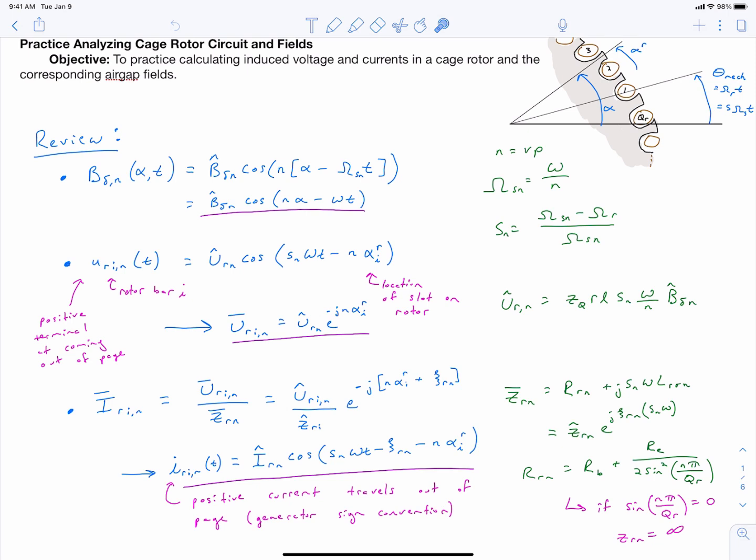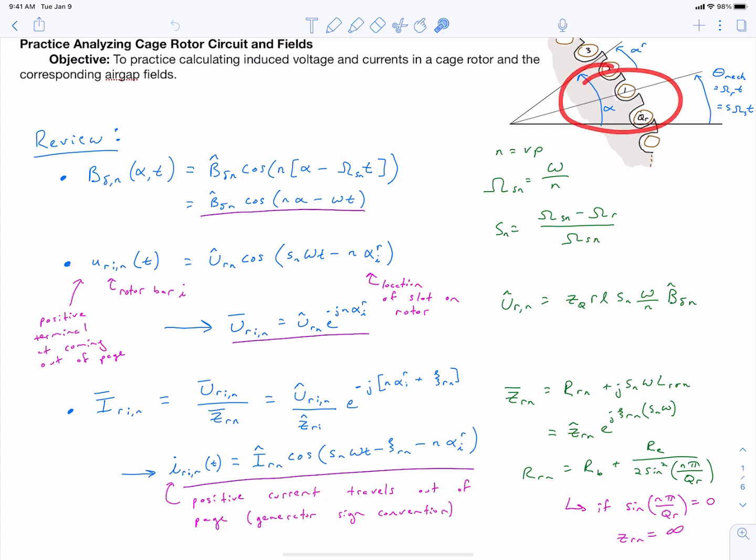The objective of this video is to practice calculating induced voltage and currents in an asynchronous cage rotor and the corresponding air gap fields. We're not going to introduce any new theory in this video. Rather, we're going to work through a long series of examples of analyzing induction motor rotors based on what we've developed in our video lectures so far.